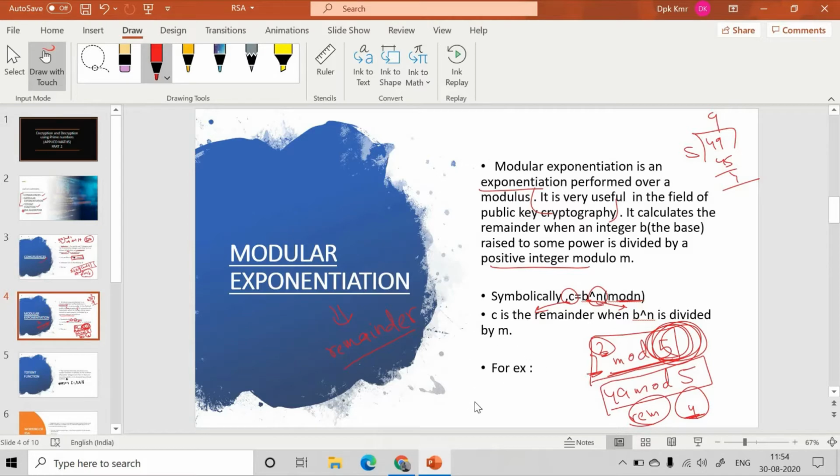I take 5 raised to power 3 modulo 5. So this will be 0 because 5 raised to power 3 is 125, and when it is divided by 5, we get 25. So the remainder is 0. This is the question. We have to calculate the remainder. So modular exponentiation gives us the remainder.